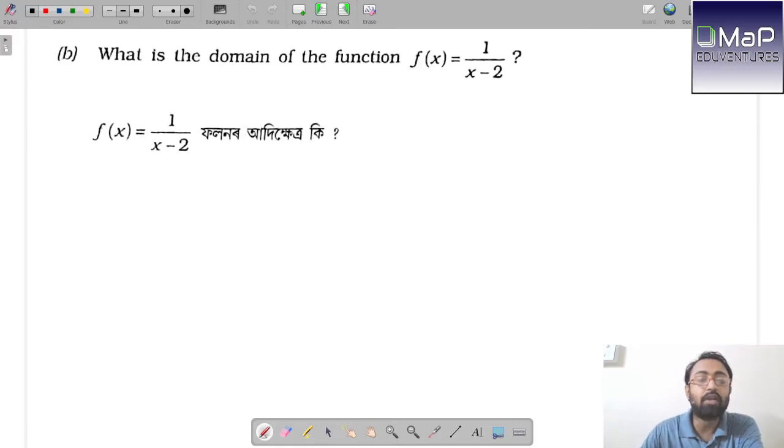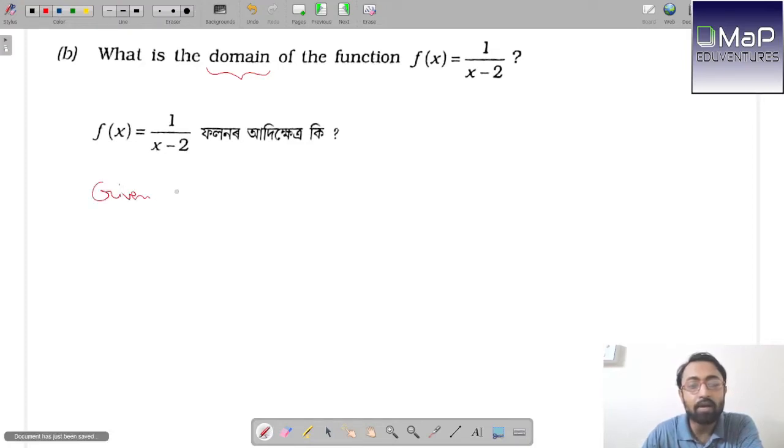Alright, so the next question is: what is the domain of the function f of x equals 1 by x minus 2? It rarely happens, but in 2016 we see that a question asking for the domain is generally found in first year, and second year starts with 1, 1 on 2. Still, since it asks to find the domain, we have to do it. So we will use the first year concept, which is very easy.